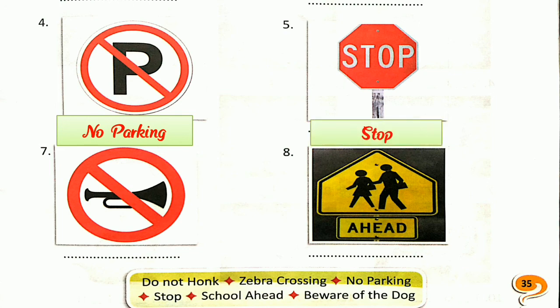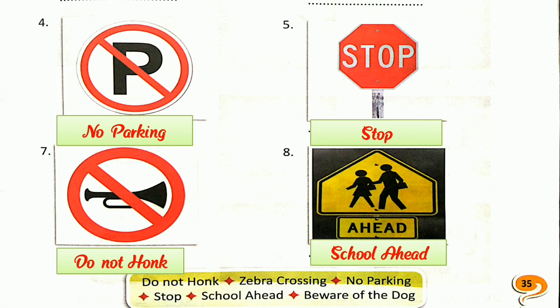Very good. Okay, now number seven, red and black in color, and we also see some notification. So it's a do not honk. Very good. Okay, now number eight and last, school children and a yellow and black board and written down ahead. So what is this? Yes, it's a school ahead. Very good. So, it's a zebra crossing, beware of dog, no parking, stop, do not honk, and school ahead.